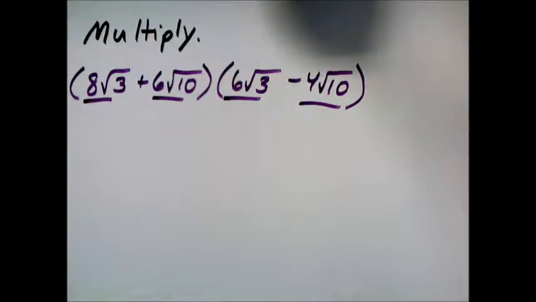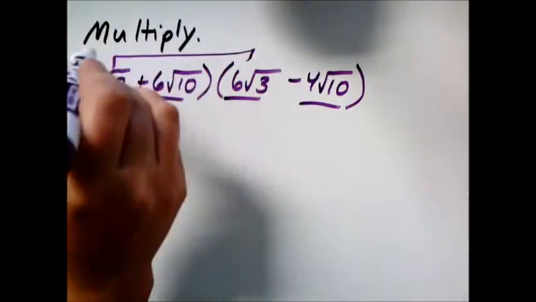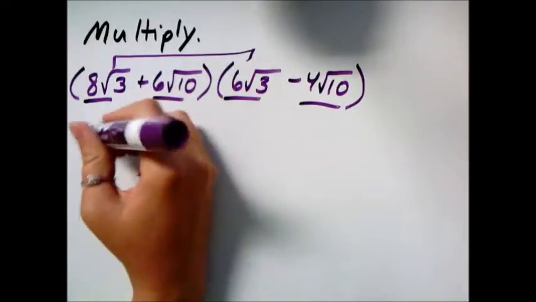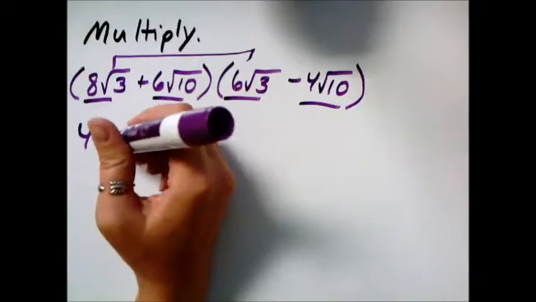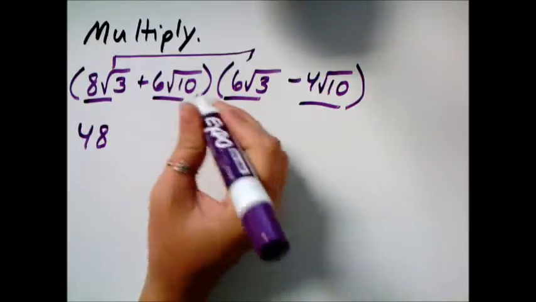And so now we'll just have to be really deliberate and slow about multiplying them, maybe even writing everything out so we can keep track of what's going on. So our first term, 8 times 6 is 48. And square root of 3 times square root of 3. Notice what happens when you multiply a square root by itself, it cancels.